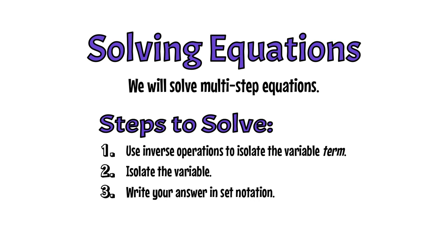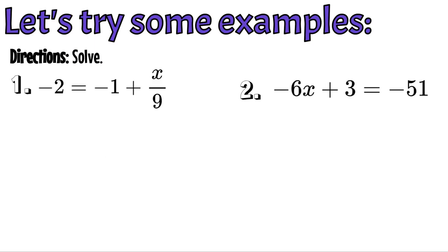The first step in solving multi-step equations is to use the inverse operations to isolate the term that contains the variable. Once you do that, then you're going to also isolate the variable, and then lastly write your answer in set notation. Let's try some examples.